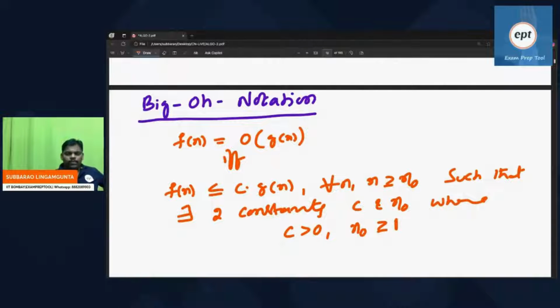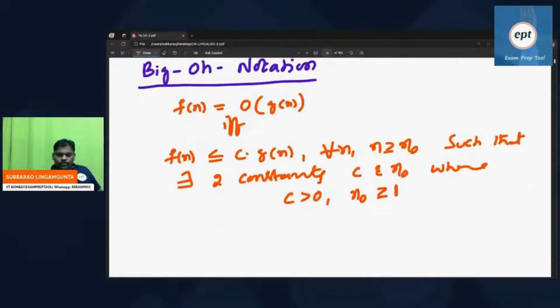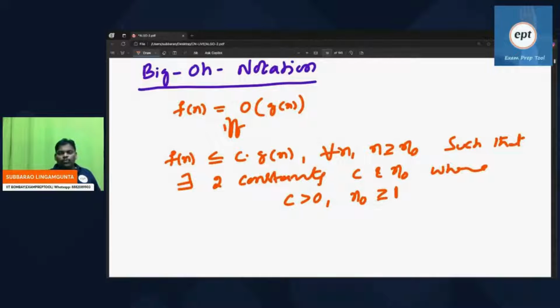So this is the definition. Within a few minutes I will explain. Please take this as it is. Big O notation: f of n is big O of g of n if and only if f of n is less than or equal to some c into g of n for all n where n is greater than or equal to n0, such that there exist two positive constants c and n0, where c is greater than 0 and n0 is greater than or equal to 1. Let me know if anyone has any doubt. It is the definition; within a few minutes you will be okay.